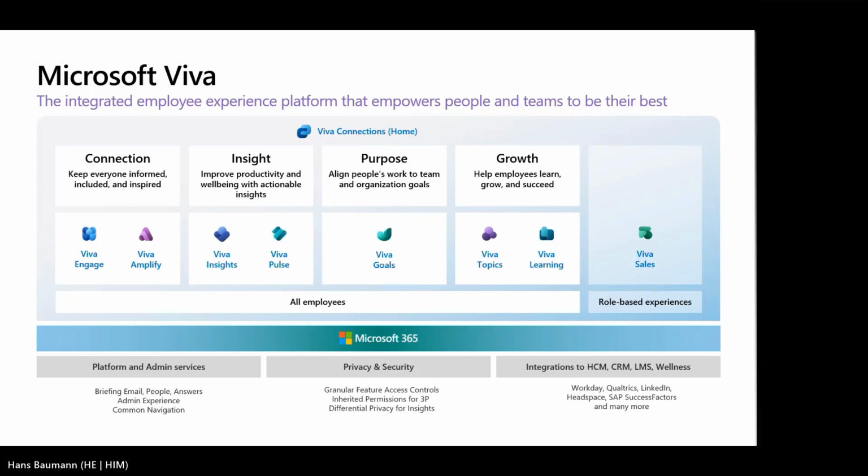And then we cover different areas, okay? Connections, insights, purpose, and growth. And for each one of those areas, we have different apps. And now, at least, we are going to go to the very first one of them, which is Viva Connections, or lately we're going to call it Home as well, which is like the first page, or the gateway that opens you to all the tools that we have in Microsoft Viva.